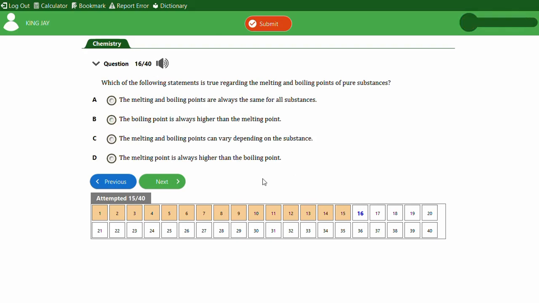16. Which of the following statements is true regarding melting and boiling point of pure substances? A, the melting and boiling points are always the same for all substances. No. B, the boiling point is always higher than the melting point. Nah. C, the melting and boiling points can vary depending on the substance. Yeah, it could be this, but let's check the other answer. D, the melting point is always higher than the boiling point. This is also a characteristic, but no, it can be it. So C is the answer.